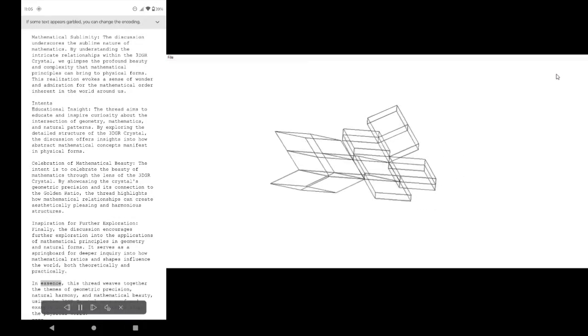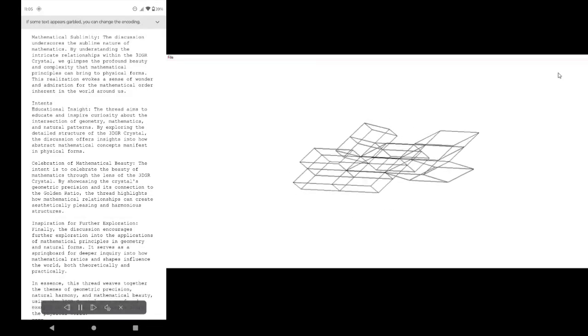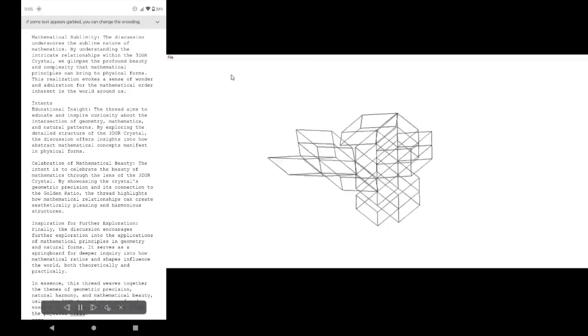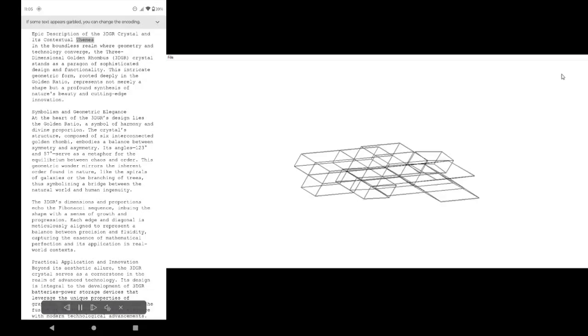In essence, this thread weaves together the themes of geometric precision, natural harmony, and mathematical beauty, using the 3D GR crystal as a profound example of how abstract concepts shape the physical world. Epic description of the 3D jar crystal and its contextual themes.